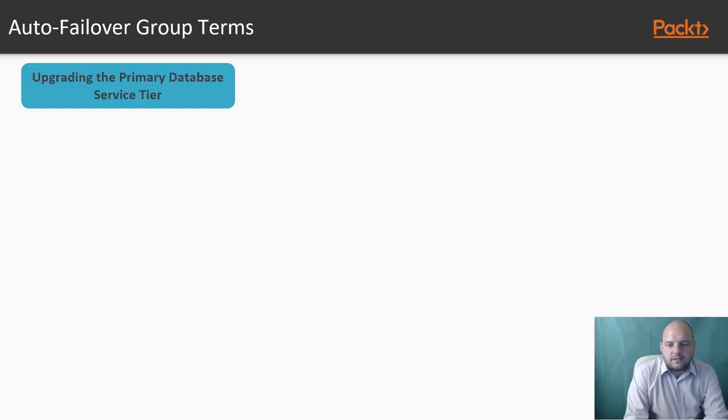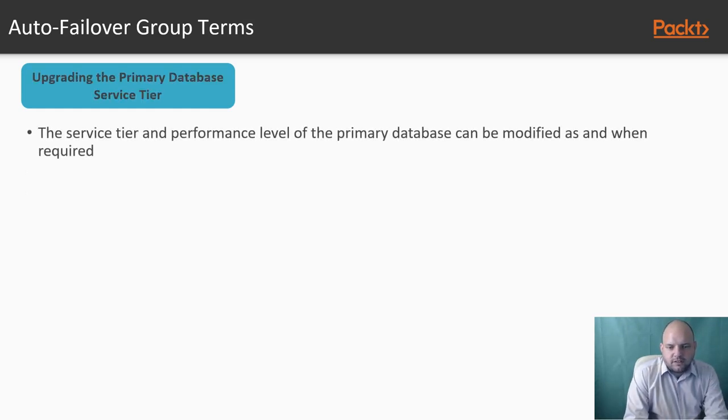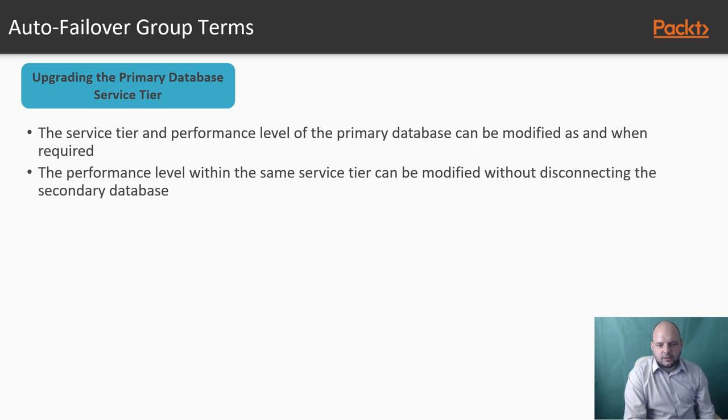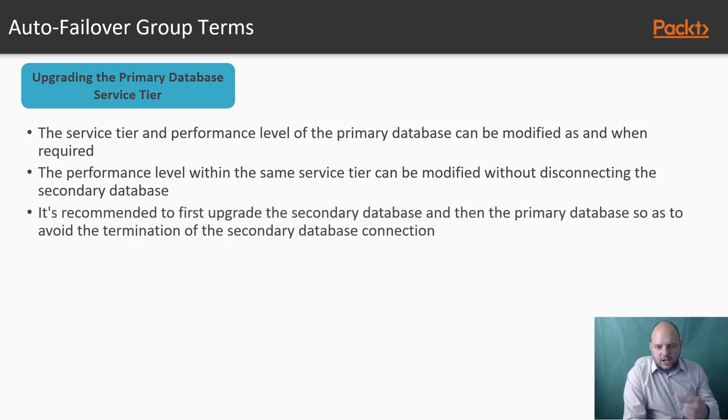Upgrading the primary database service tier. The service tier and performance level of the primary database can be modified when required. The performance level within the same service tier can be modified without disconnecting the secondary database. In other words, you can upgrade the primary database from Standard S0 to Standard S1 without disconnecting the corresponding secondary database connection. However, if you are switching between service tiers, it's recommended and enforced to first upgrade the secondary database and then the primary database to avoid the termination of the secondary database connection.